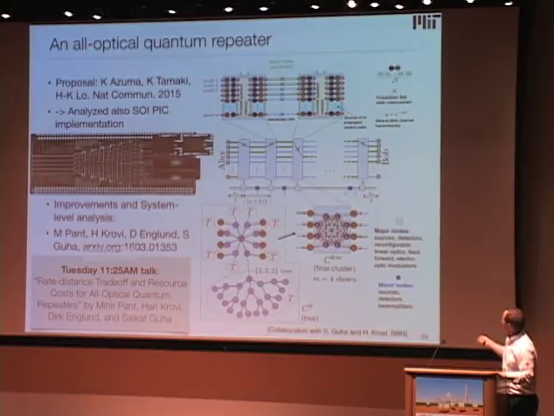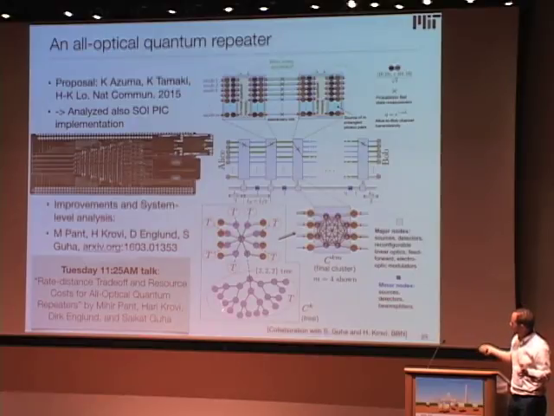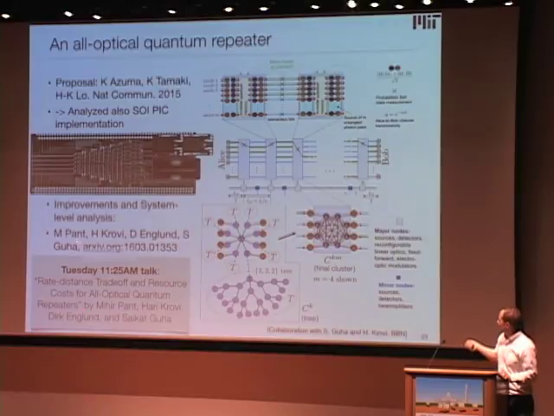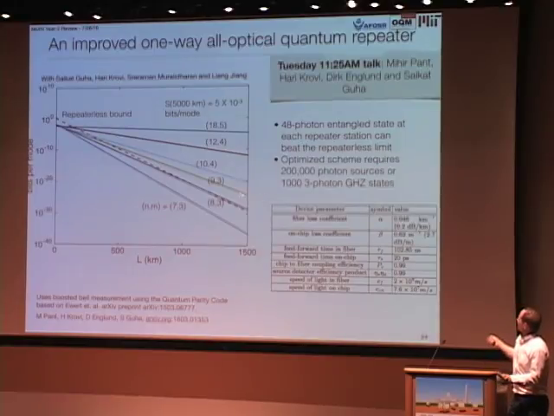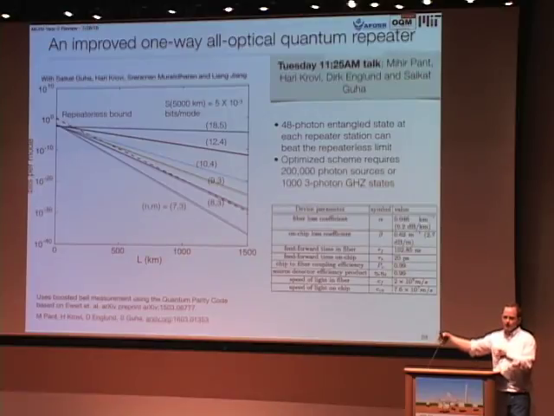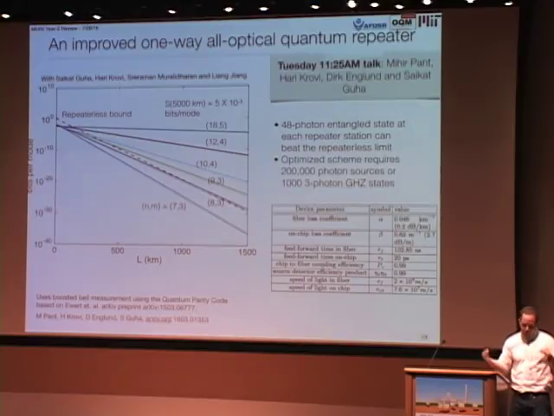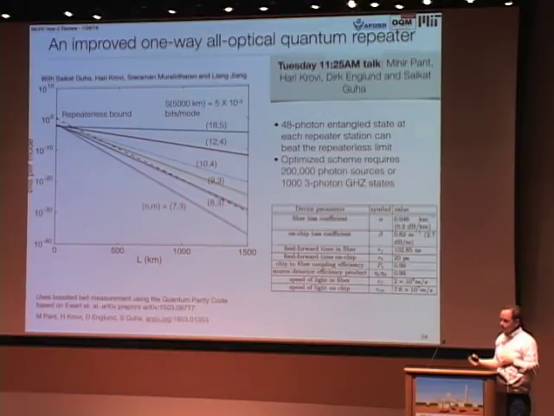So this is a pretty busy slide, I apologize for that, but that's the basic thing, and I want to direct you to the talk that Mihir Pant is going to give tomorrow, and also to this arXiv paper with Saikat and Hari Krovi. Just very quickly, if we assume the photonic integrated circuit technology that I already showed you, how well can this type of protocol work, based on waveguide losses, switching efficiencies, and all the other things that go into it? How well can that proposal work?